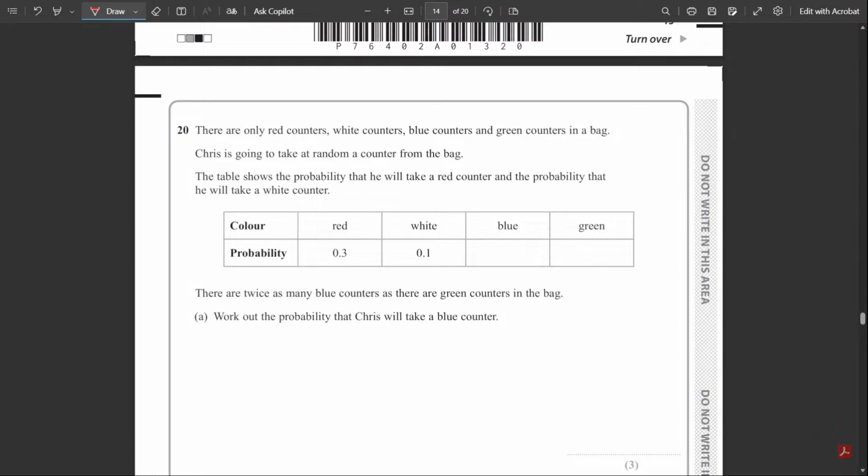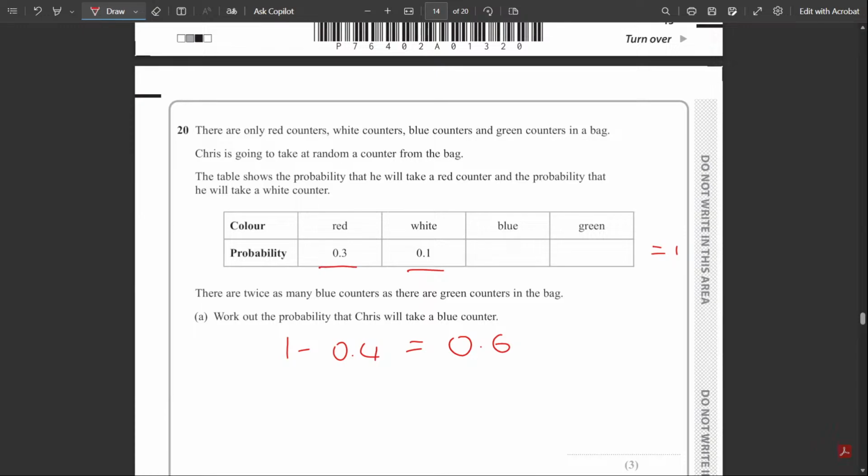There are only red counters, white counters, blue counters, and green counters in the bag. Okay, if someone chooses one counter at random, there are twice as many blue counters as there are green counters in the bag. So let's first add, they should add up to 1. Okay, so if we do 1 take away 0.4, because the 0.3 and 0.1 gives you 0.4, that gives you 0.6.